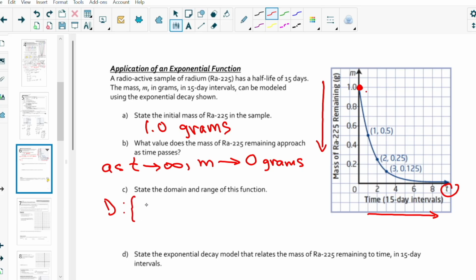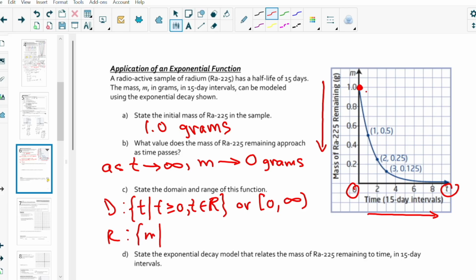So domain is our time value. It has to be greater than 0. So it starts at 0, greater than 0. And that's it. So greater than or equals 0. And time is an element of any real numbers. Or in interval notation, 0, infinity.